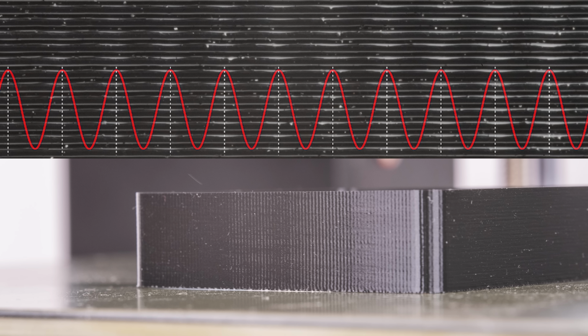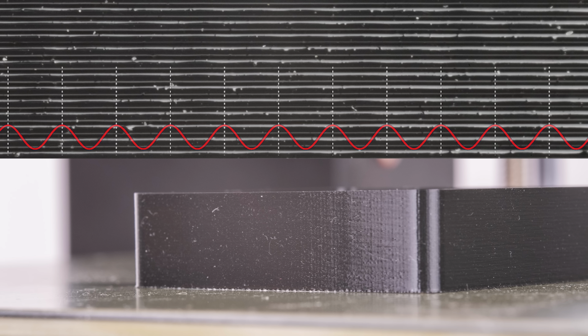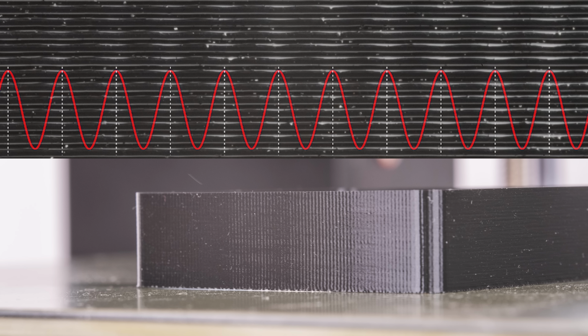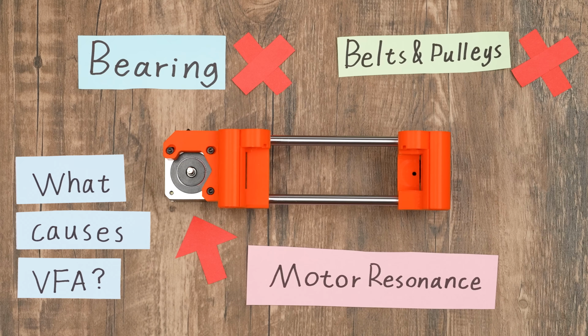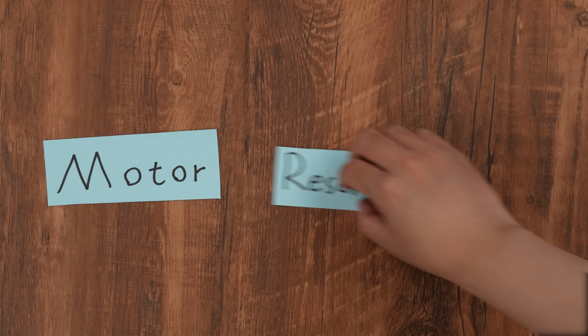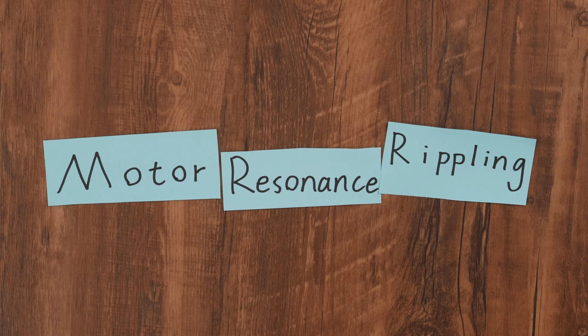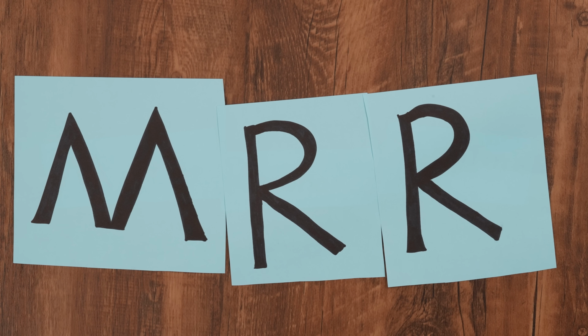And the motor vibration intensity varies under different speeds, which also explains why the VFA strength varies. This means VFA is directly due to the resonance of motors. Since this problem is caused by motor resonance, we believe motor resonance rippling, or MRR, is a better name.